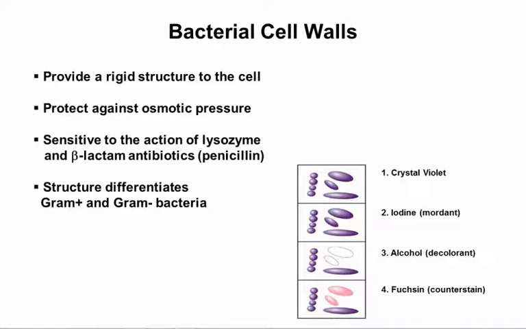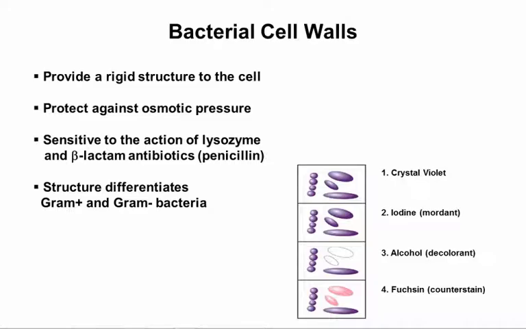So when you do this in the labs, you'll carry out these different steps. The first step is to use a non-specific stain, crystal violet. It's a basic dye. It's going to bind to everything that's acidic inside the bacterial cell: RNA, DNA, this kind of stuff. So all cells will be stained purple.